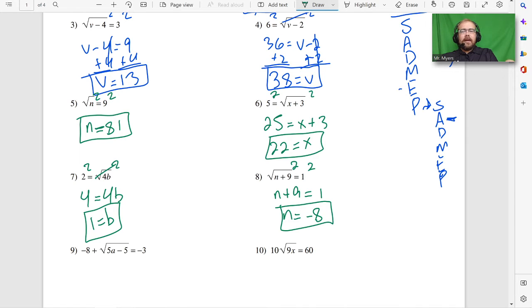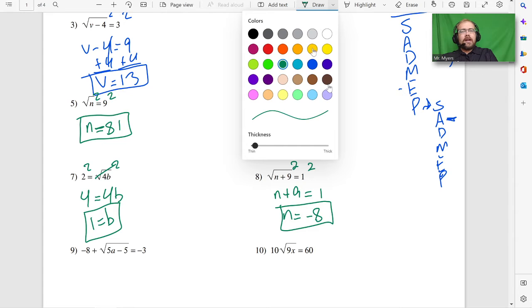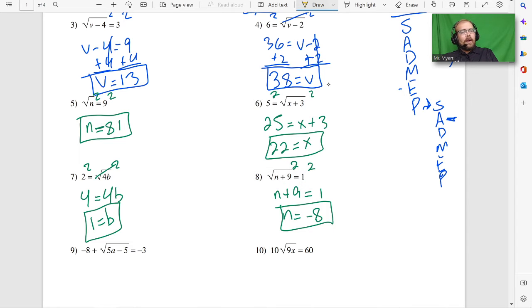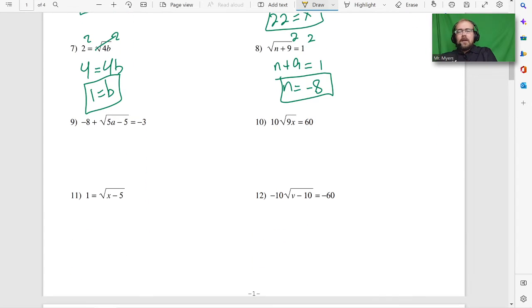Looks like we're ramping it up a little bit here, so we definitely want to change colors to show that we're ramping it up. This time, this is the first time this has happened, by the way. The square root is not by itself. It's negative 8 plus a square root of blah, blah, blah, and then that's equal to negative 3.